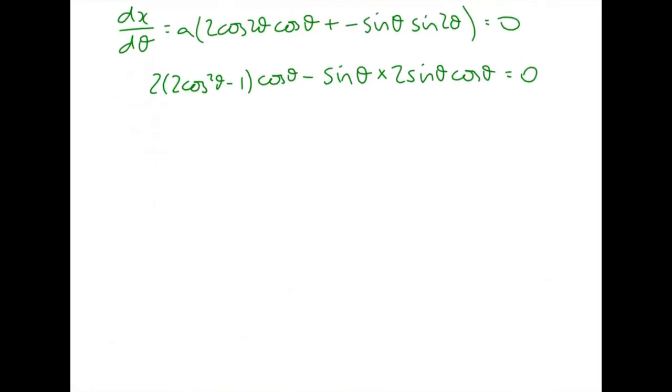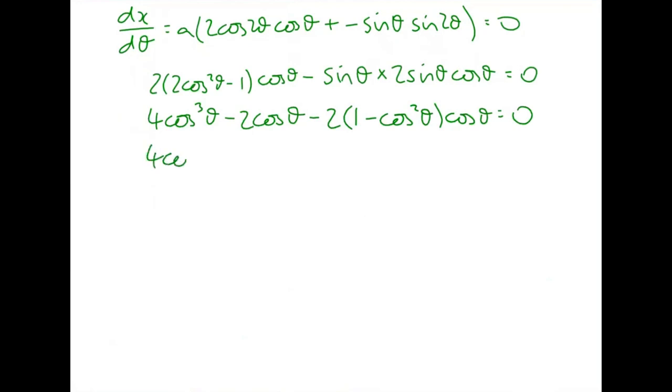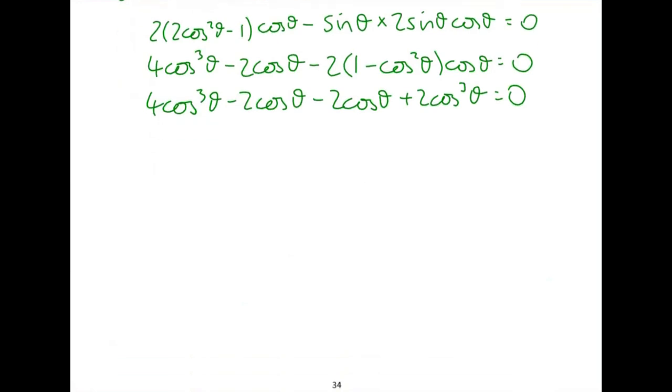Expand this out and turn it all into cos again, so I get 2 cos theta times 2 cos squared theta gives me 4 cos cubed theta. 2 times minus 1 times cos theta gives me minus 2 cos theta. Here I've got 2 sine squared theta, which I'm swapping for 1 minus cos squared. And if I expand this out, minus 2 cos theta plus 2 cos cubed. And then I can collect up all of these like terms, so I get 6 cos cubed theta minus 4 cos theta equals 0.